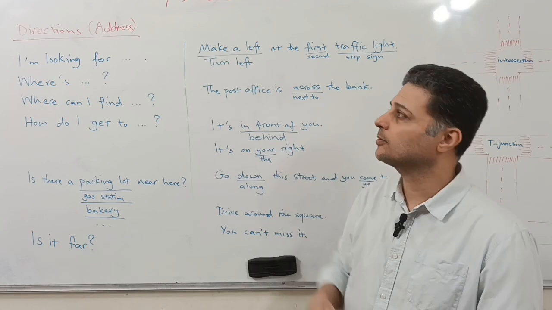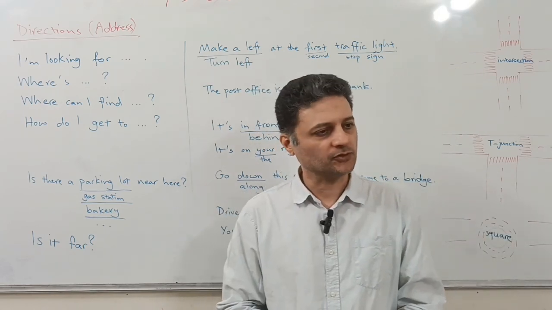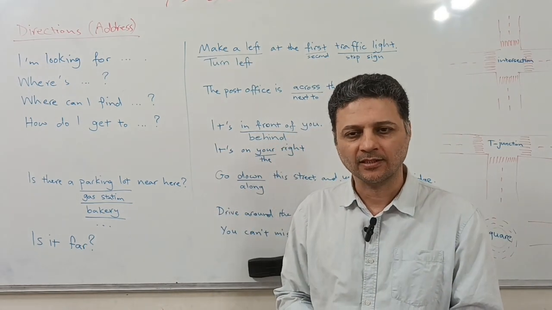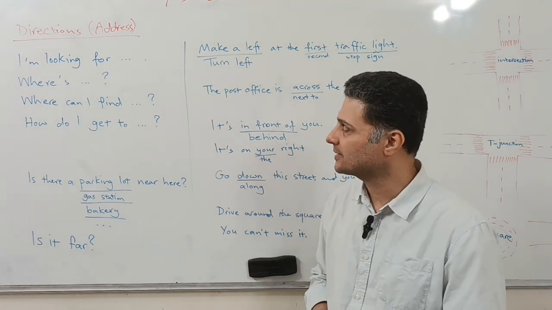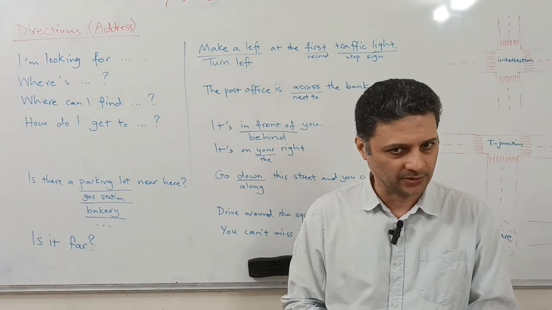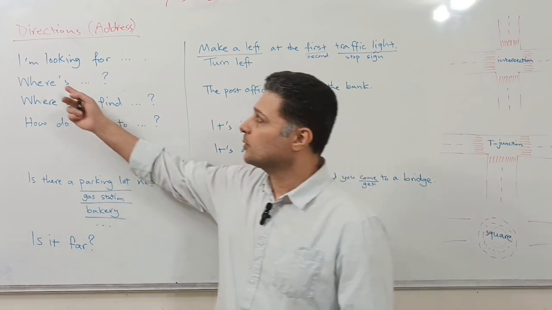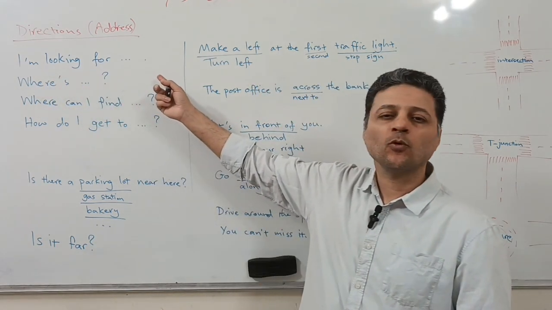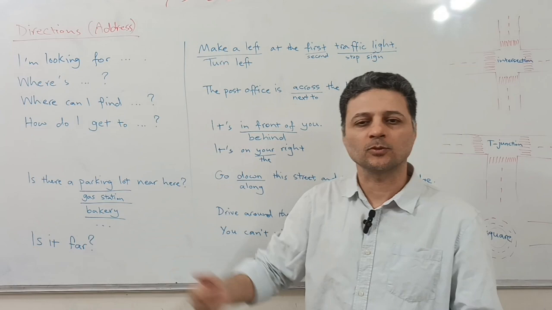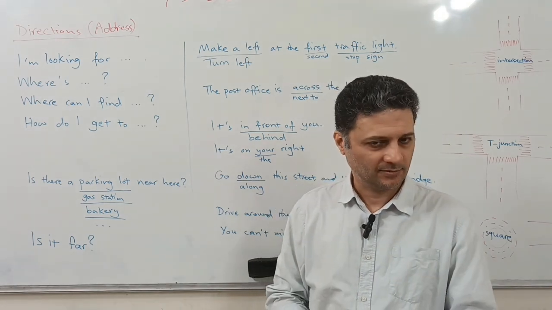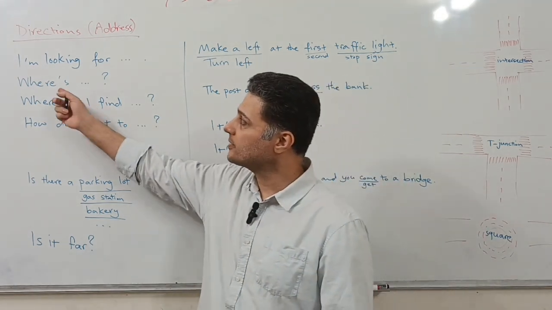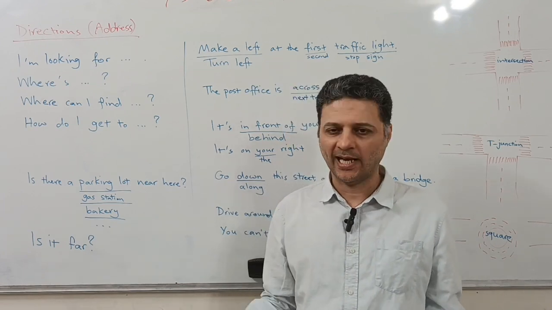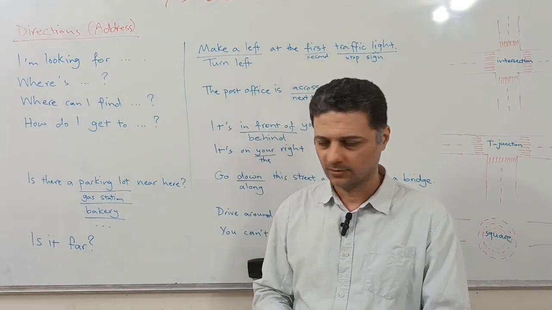These are the possible questions or structures we use for asking for directions or asking about the address of a place that we are looking for. We say, I'm looking for, for example, the school. I'm looking for the bank, right? Or where is the bank? This is the easiest way to ask about a direction.